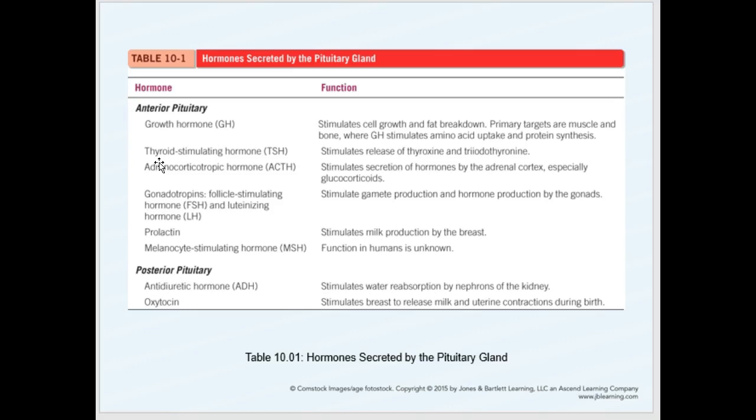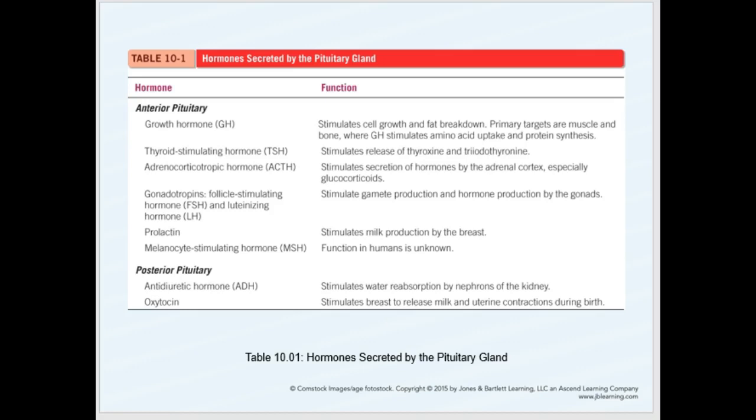Growth hormone stimulates the growth of muscle and bone, but also the breakdown of fat. So people take this actually in a synthetic form to try to get rid of fat, but it worries me when you start playing with things like that. Thyroid stimulating hormone, I think most people are familiar with. We're going to look at the specifics of that in a little bit. It will stimulate the release of thyroxine and triiodothyronine, which is simply T3 and T4. So ACTH will stimulate the adrenal cortex, especially the glucocorticoids. We're going to go into all of those in a little bit.